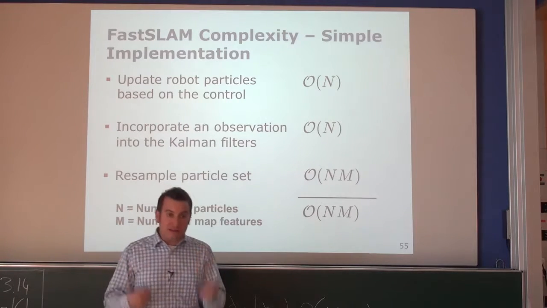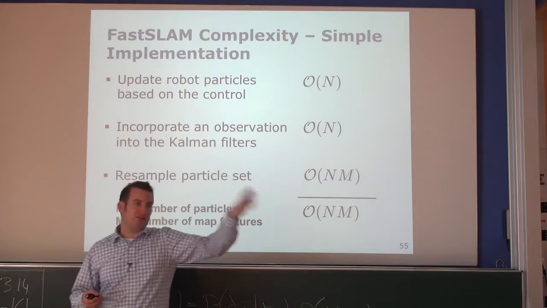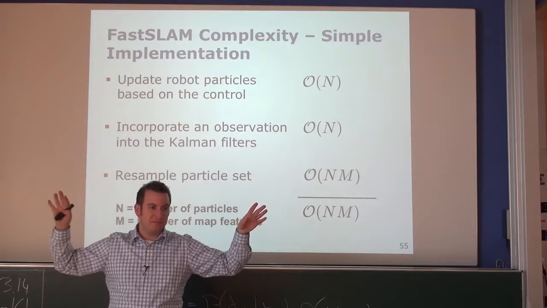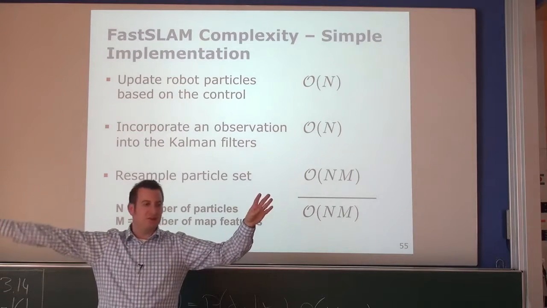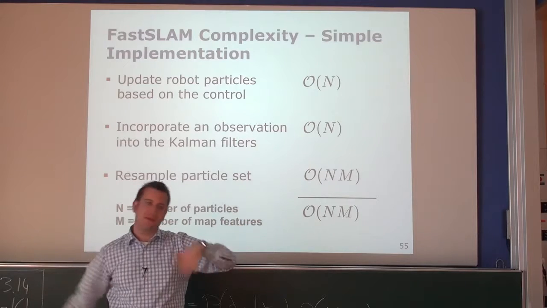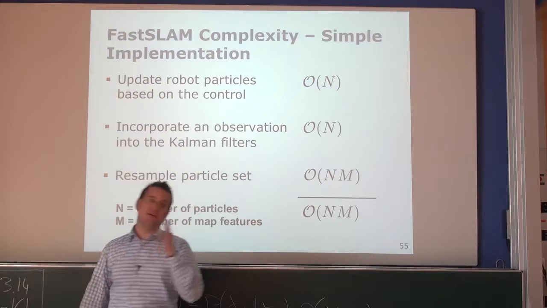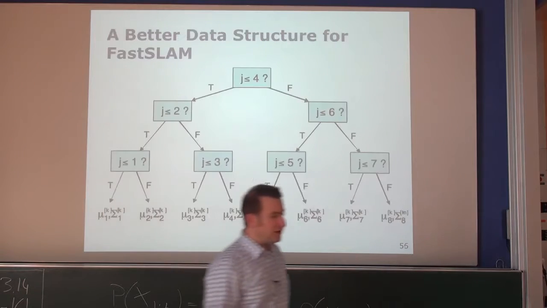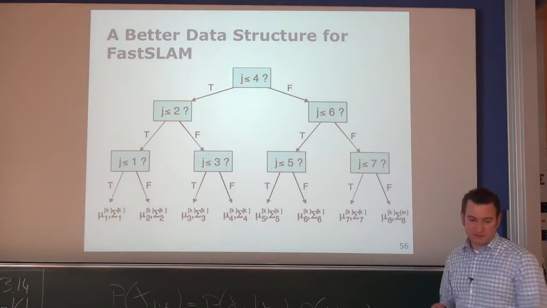As the landmarks are all independent of each other, if I update some landmarks in this part of the state space, I typically don't change the landmark somewhere else. It's not as in the EKF where an update here can change the uncertainty of all landmarks everywhere. I don't have that here because I have this conditional independence given the poses of the robot, given the sample.